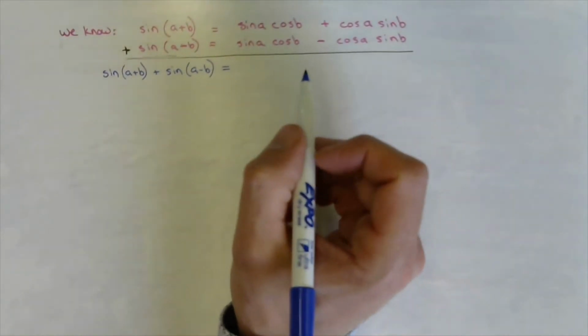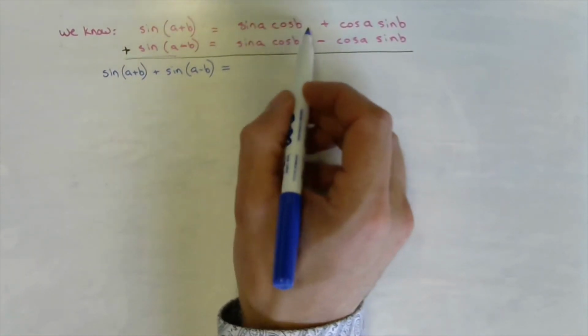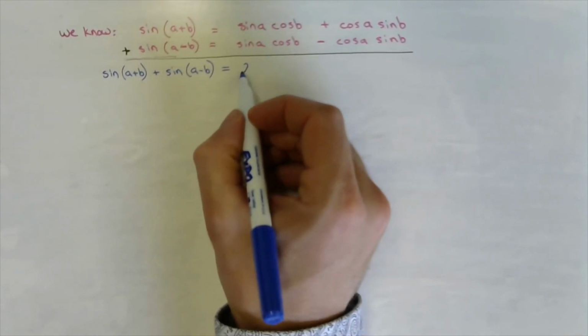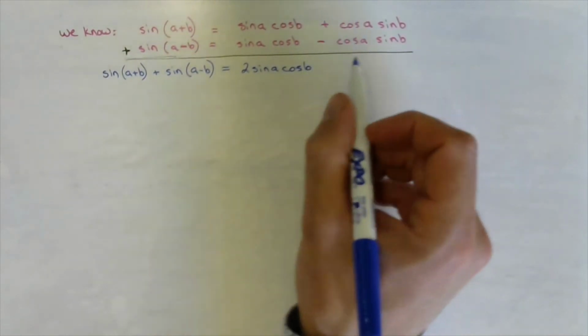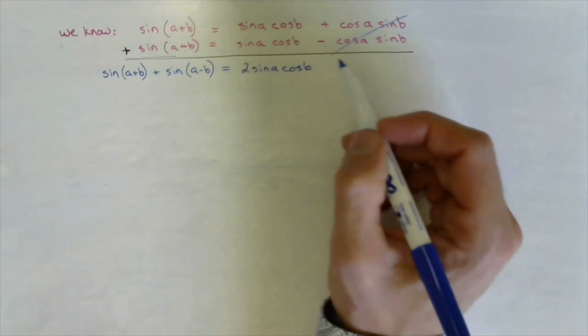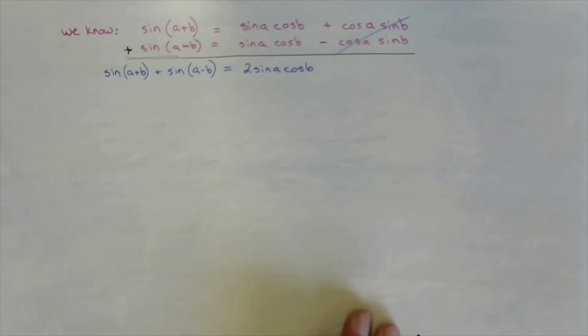And on the right side, we end up with this first expression twice. So 2 times sine A cos B. And what happens to our last two terms? They cancel out. You're adding and subtracting the same value. That's just 0. Okay?